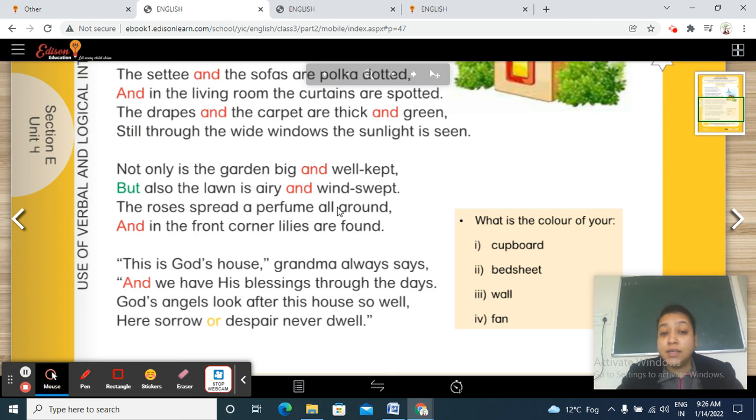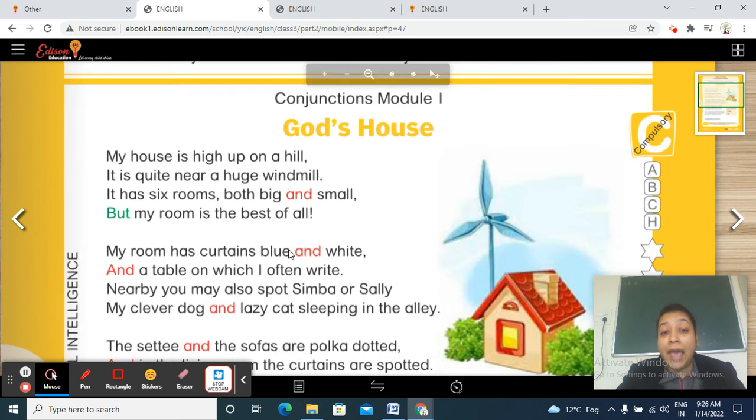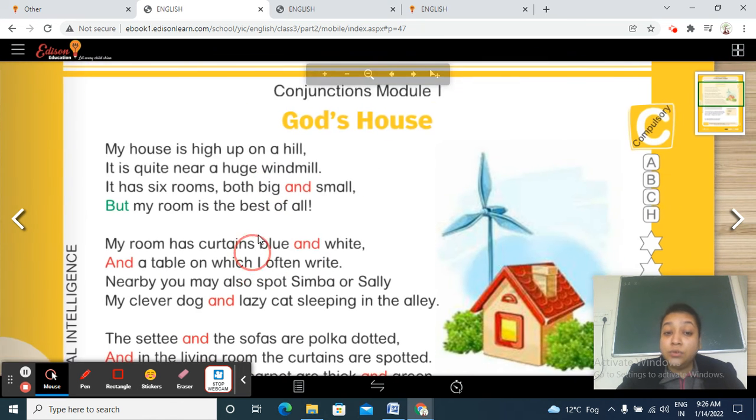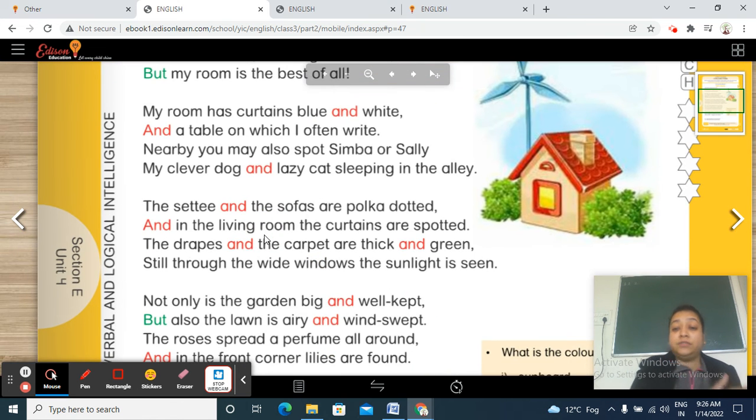Getting this point? So when we are using "and" and "but": "and" is used when we are talking about the same kind of thing. Furniture: settee and sofa. Big, blue and white. And a table. We are using "and" when we are putting the additional information, and "but" when we are talking about the contrast.